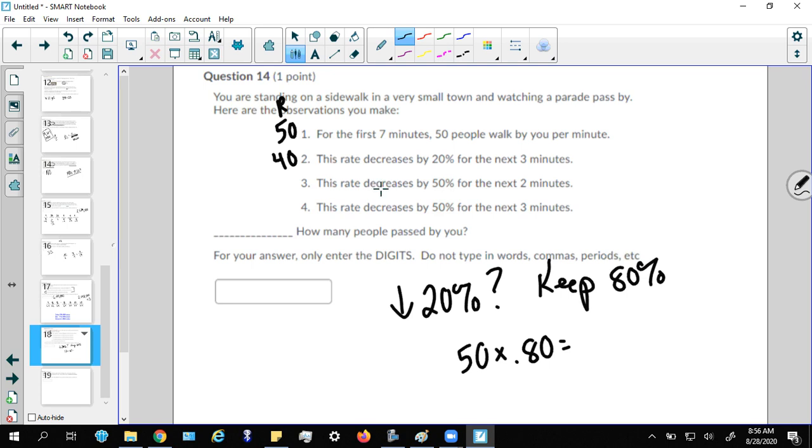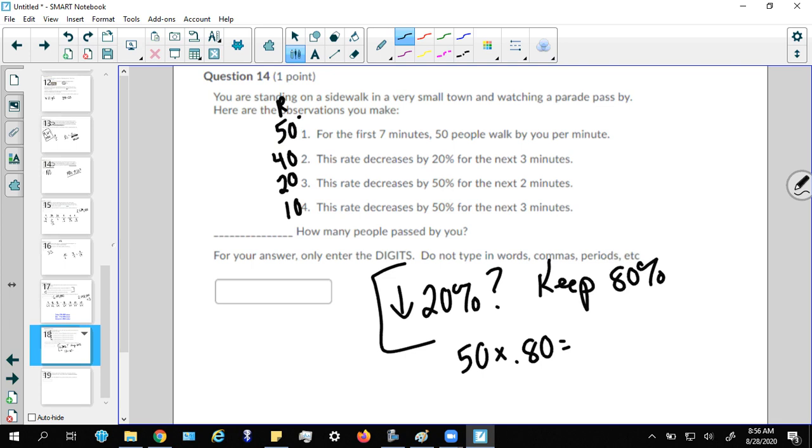This rate decreases by 50%. Well, decreasing by 50% is just dividing by 2. I mean, you can do this whole minus, keep, whatever, I'm not going to because it's decreasing by 50%. Same thing for 4. You're decreasing by 50%.